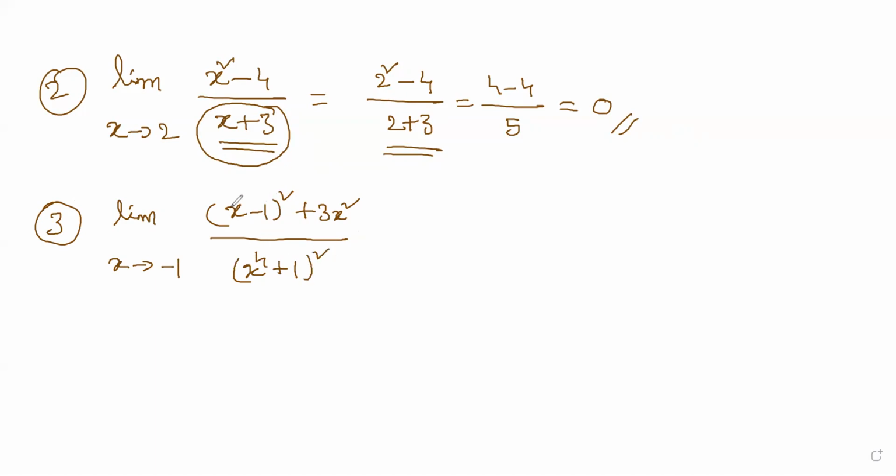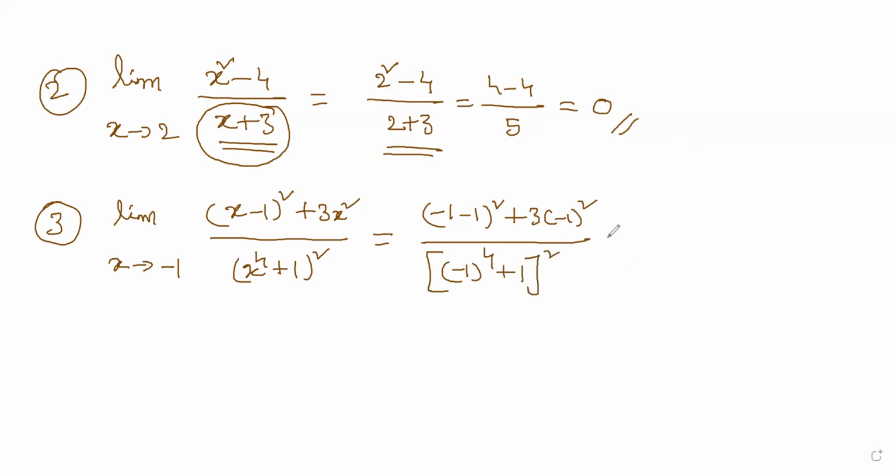You can give direct substitution. As long as the denominator is non-zero, you see -1 whole power 4 is 1, so the denominator anyway is non-zero. So I can substitute: -1 minus 1 whole square, that is -2 whole square, that is 4, plus 3 into -1 whole square, whole divided by -1 whole power 4 plus 1, whole square. So it is 4 plus 3, that is 7, divided by 2 square, which is 4. So it's 7 by 4. This is straightforward.